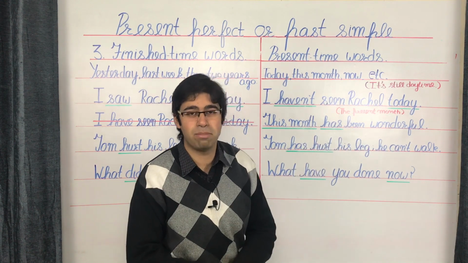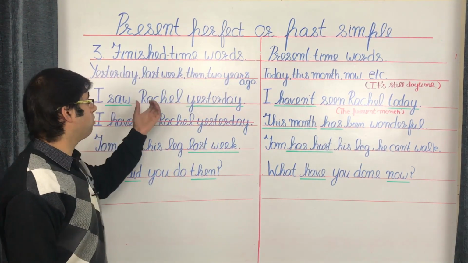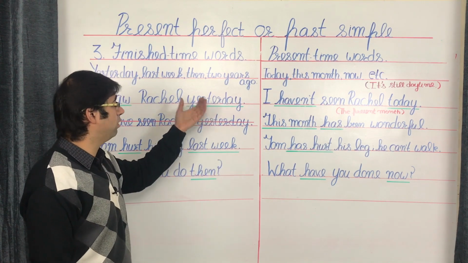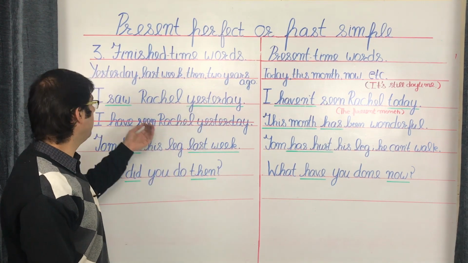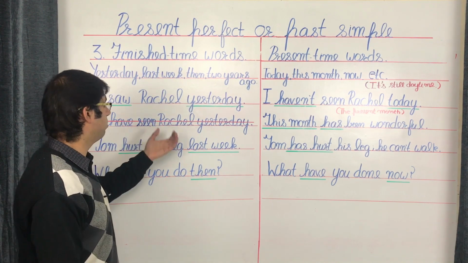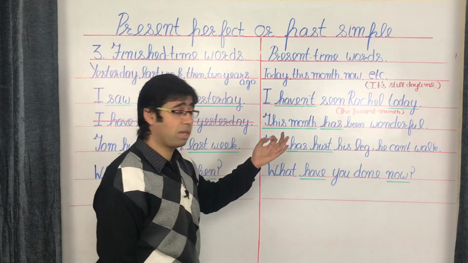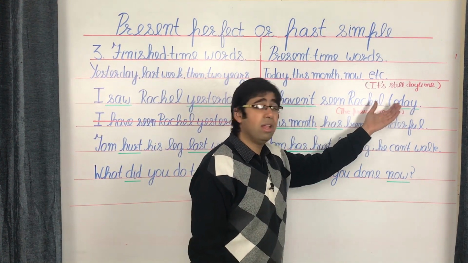Let's start with some examples, beginning with the finished time words. You have the first sentence as I saw Rachel yesterday. So yesterday being a finished time expression, you have the sentence in the past simple and not in the present perfect, such as I have seen Rachel yesterday.